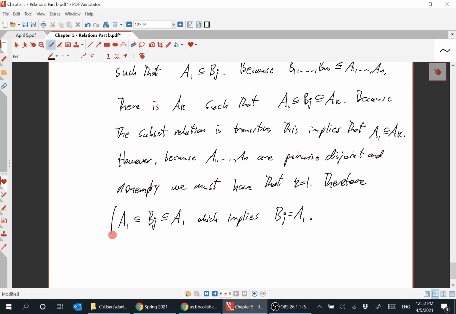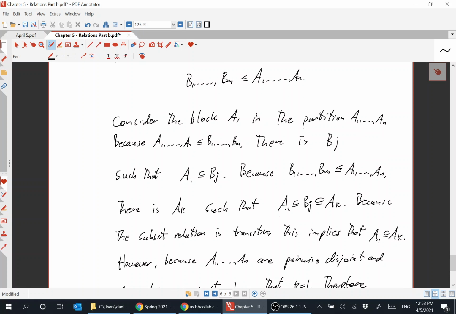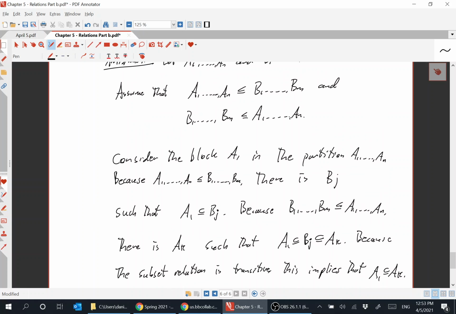Right, that's how we prove that two sets are equal. A_1 is a subset of B_j, and B_j is a subset of A_1. I mean, we just don't usually write it like that. This implies B_j is equal to A_i. Sorry, I shouldn't have said A_1 actually. So consider not the first block, but any block A_i in the partition.